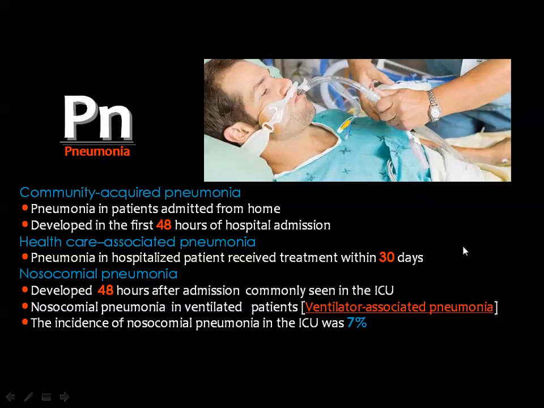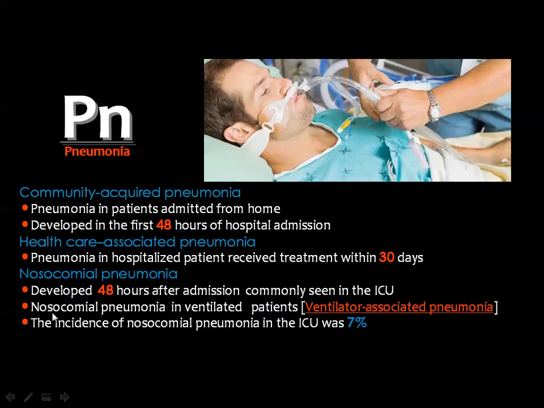mention some of the definitions, like community-acquired pneumonia, which is pneumonia in patients admitted from home, and it develops within the first 48 hours of hospital admission. This is known as community-acquired pneumonia. Then you have what's known as healthcare-associated pneumonia, and this is pneumonia developed in a hospitalized patient receiving treatment within 30 days. And nosocomial pneumonia develops 48 hours after admission, commonly seen in ICU patients.